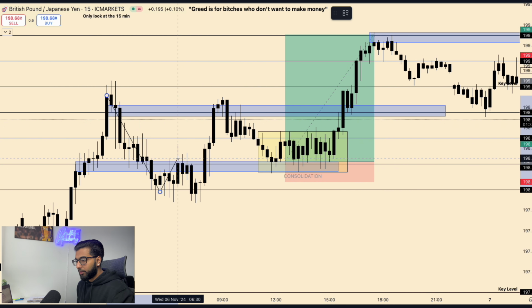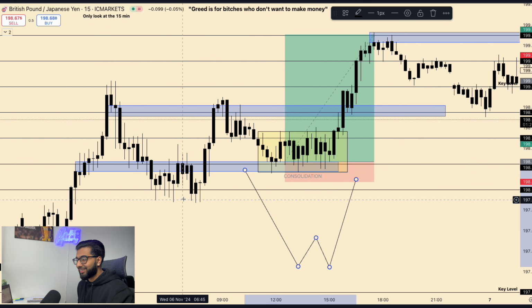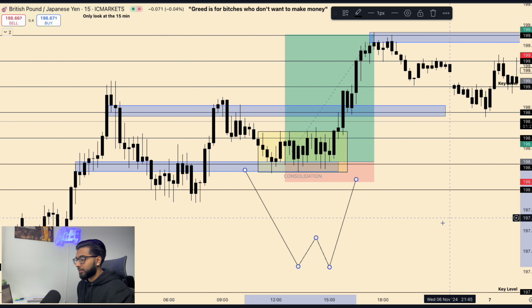Price goes down, up, down, up. Okay, guys, what pattern is this? Double bottom. Okay, where's the double bottom? At a key psychological level, 198. Okay, look, 198, key psychological level.